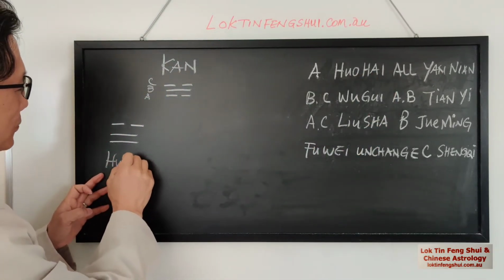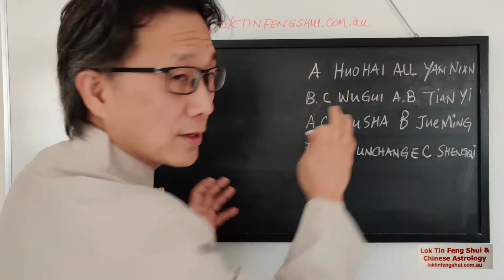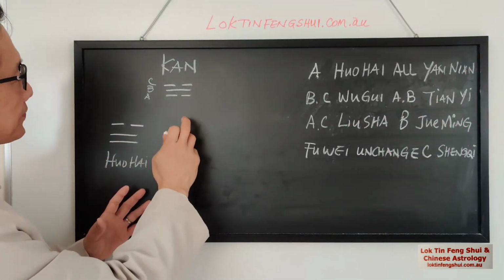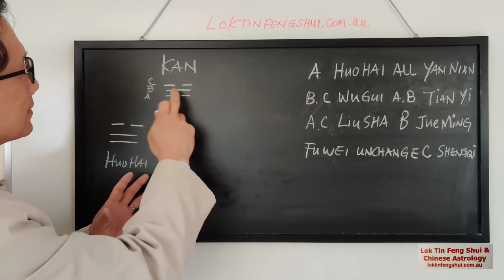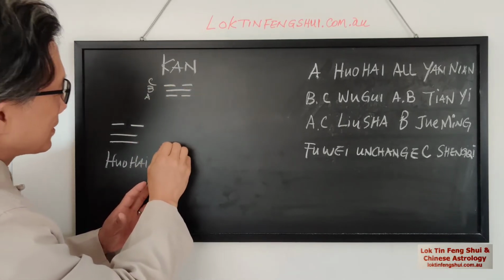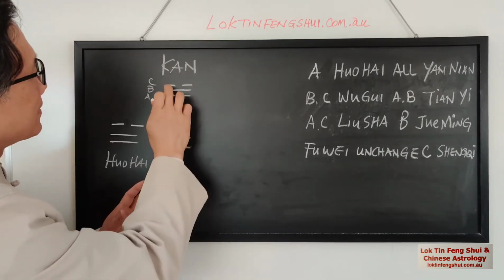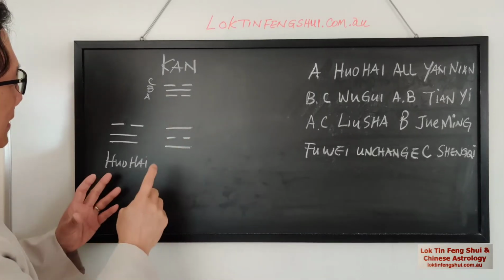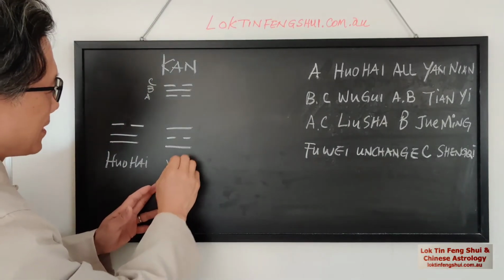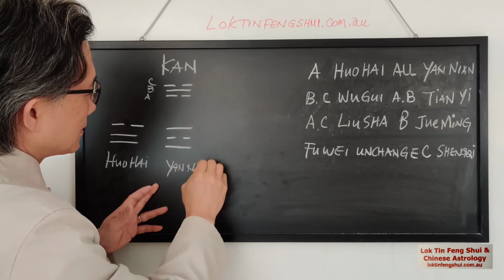So that is Huo Hai. And all means all change. All change becomes Yan Nian. So all change meaning the bottom one changes from yin to yang, the middle yang changes to yin, and the top yin changes to yang. So this is the Yan Nian. Yan Nian, it all changes.